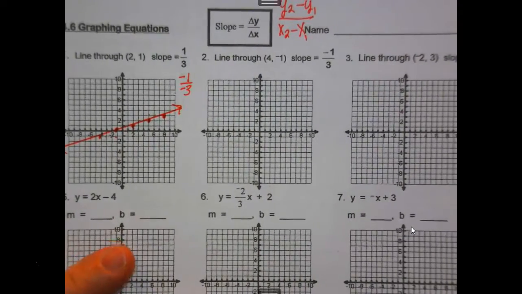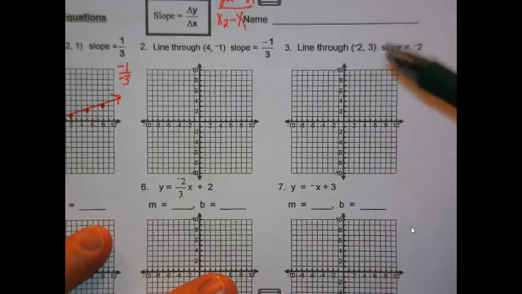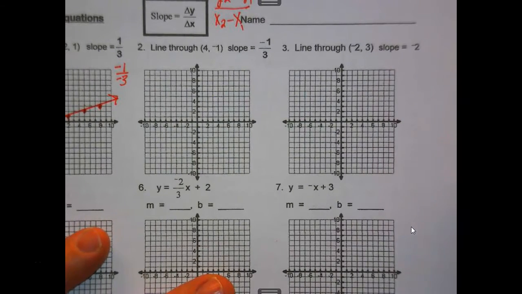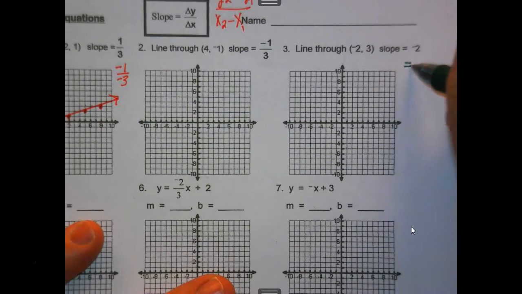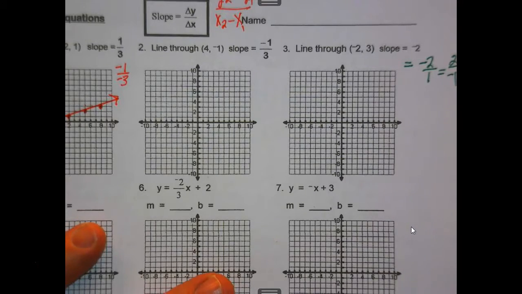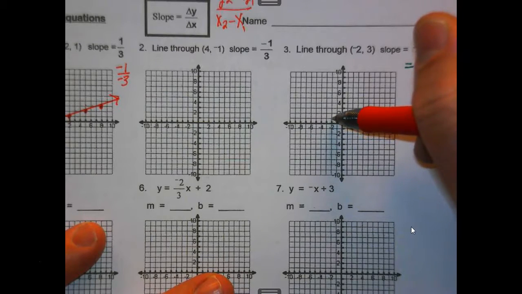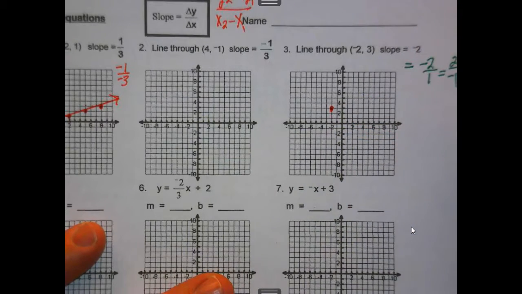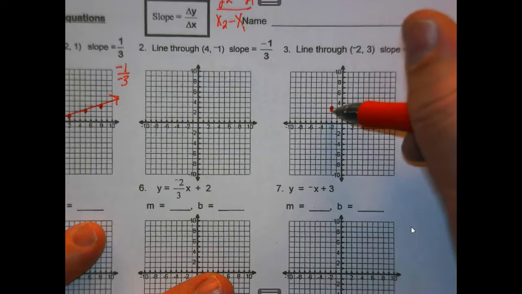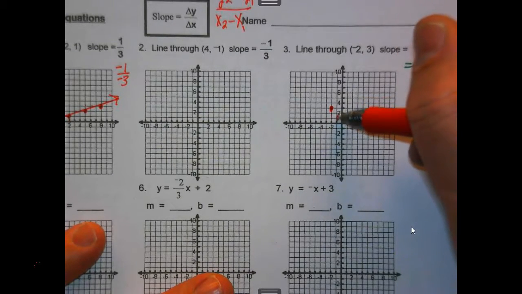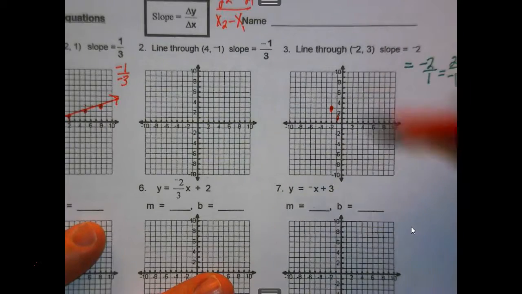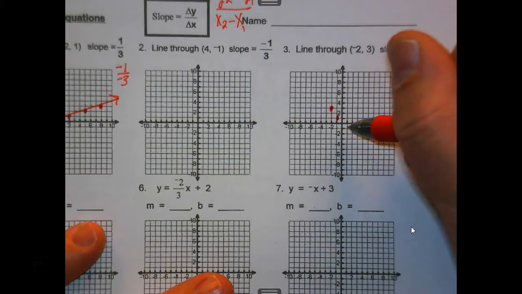All right, number 3. I have the slope is -2, which is -2 over 1, or 2 over -1. Okay, through the point -2, 3. See, if I use this one, I'm going to go down 2 to the right 1. It's a negative slope, so it's going to go that way. Down 2 to the right 1.